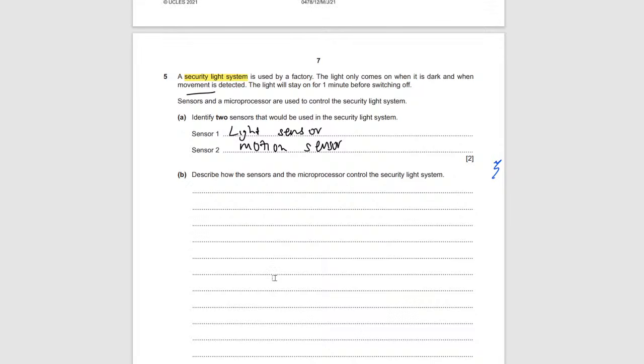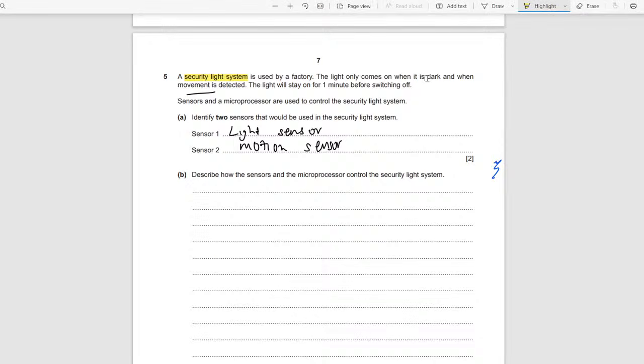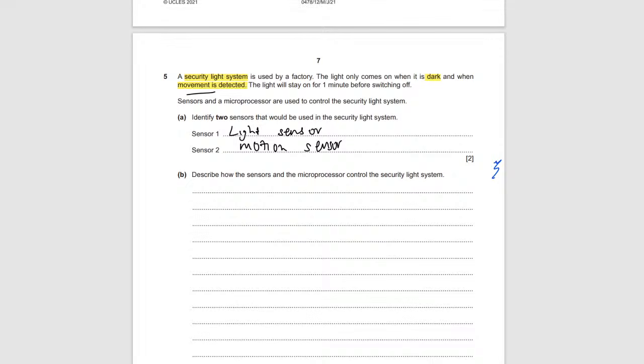With that being said, the next clue is the light only comes on when it's dark. You see that? When it's dark and when the movement is detected. So that's your next prompt. The light will only come on when it's dark and when there's movement detected, and the light will stay on for 1 minute before switching off. Okay, you've understood the prompt. Now let's do the planning.